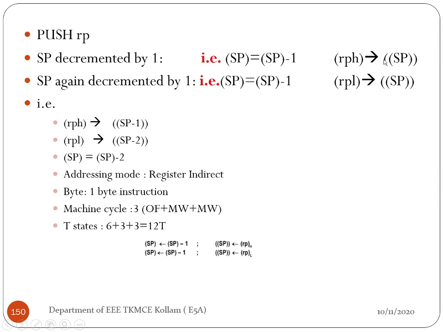During the first memory write, the higher order content is saved into the memory location. During the second memory write, the low order content is moved into memory. So 2 memory writes and an opcode fetch are required to complete the execution of this instruction. So the total T state is 6 plus 3 plus 3, which is equal to 12. Here the opcode fetch requires 6 T states.